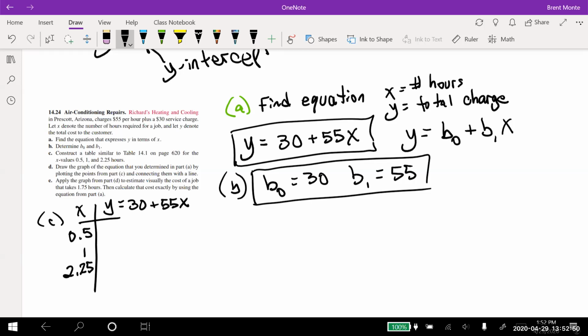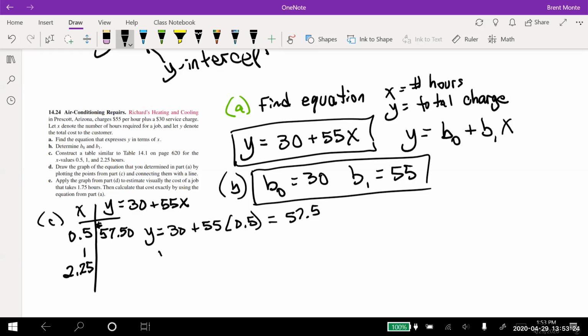And in all the cases, we're just going to plug it in. So for instance, Y equals 30 plus 55 times 0.5. And so I just plug that into my calculator. I've got a calculator off screen. So let's just say 30 plus 55 times 0.5. And I get 57.5. Well, that's the amount of the charge. If they're there for a half hour, it's still going to cost me $57.50. Since that's money, I'll put it to the nearest penny.